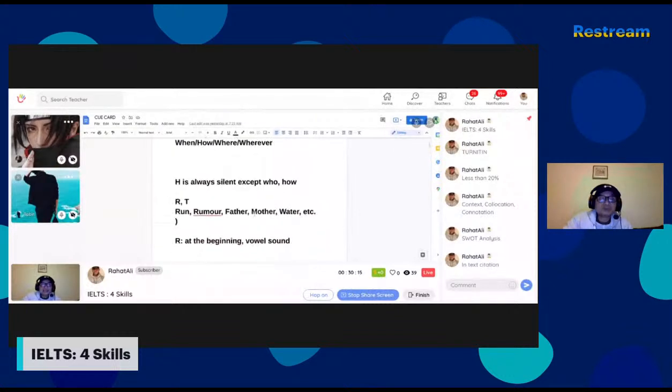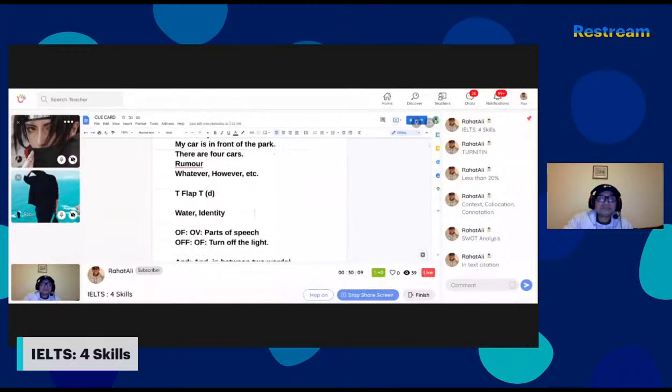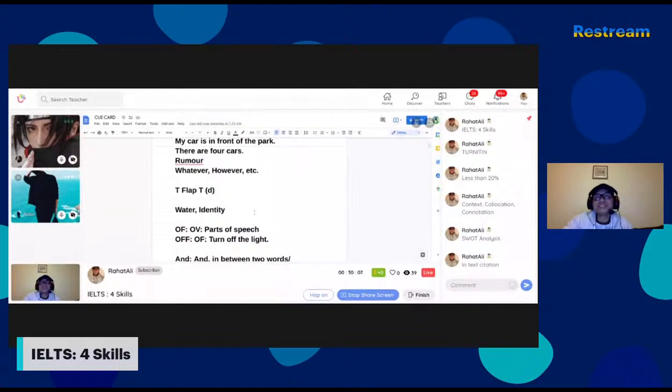And also good pronunciation techniques. Remember that. You have to follow only one pronunciation, either the British IPA, the British pronunciation technique, or the American IPA. Do not mix it up if you want to get good marks. It will affect your score definitely if you mix it up.